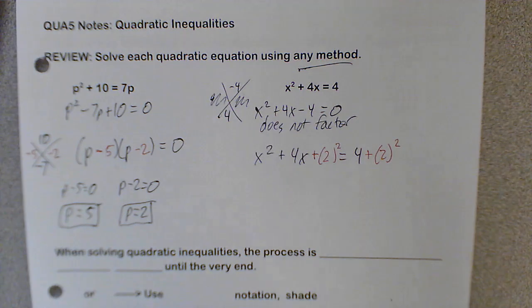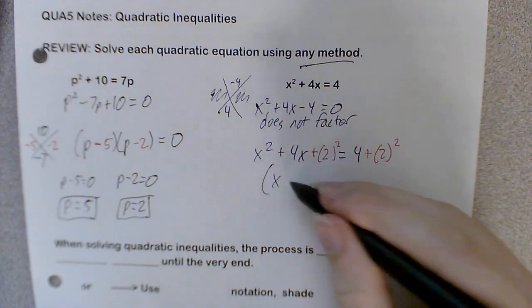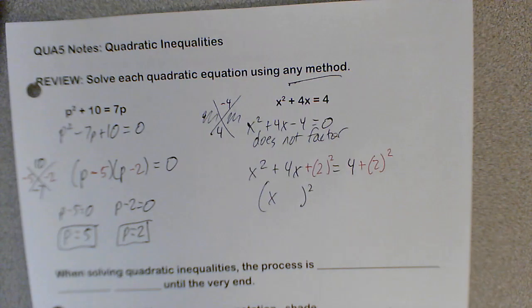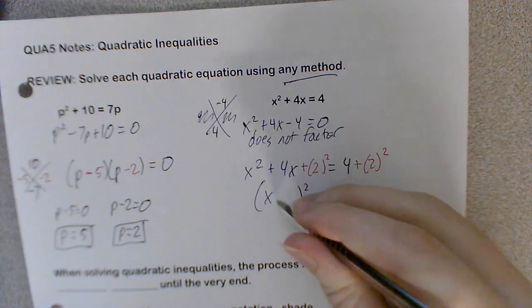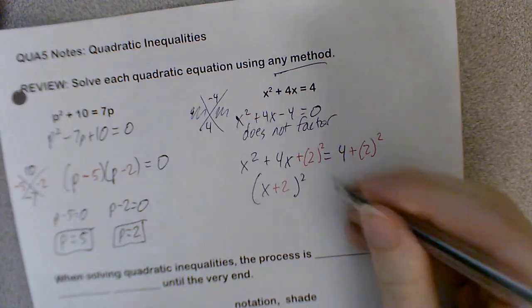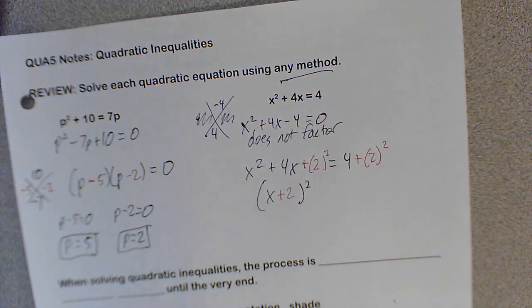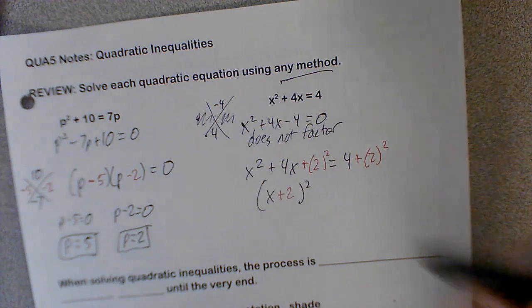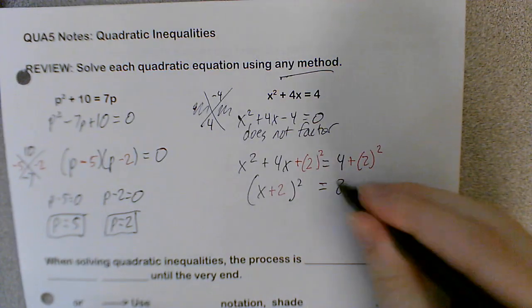So, this is now a perfect square trinomial, so we're going to write it as x plus 2, all of it squared. And then this is equal to, well, 2 squared is 4, so 4 plus 4 is 8.